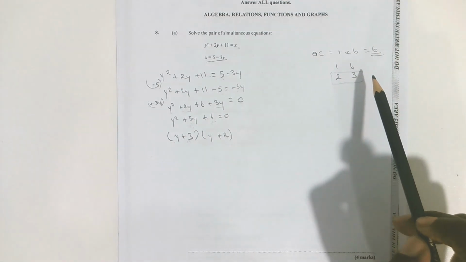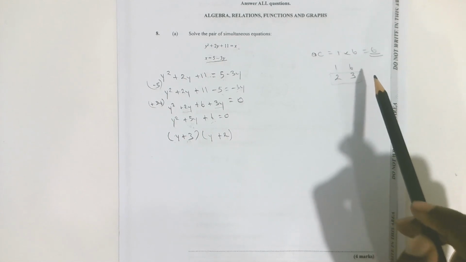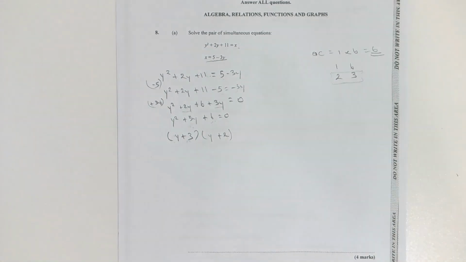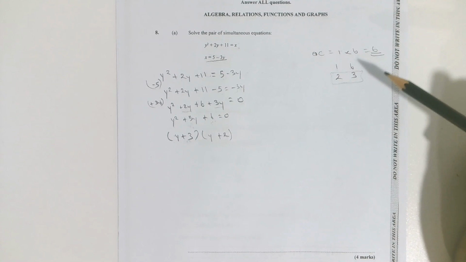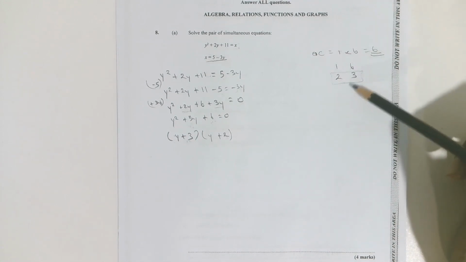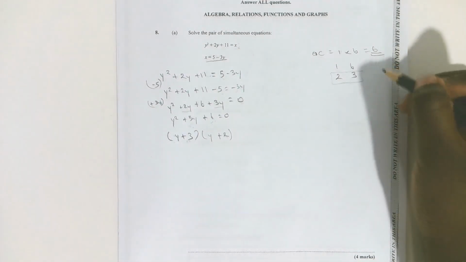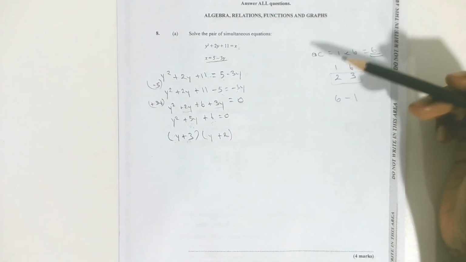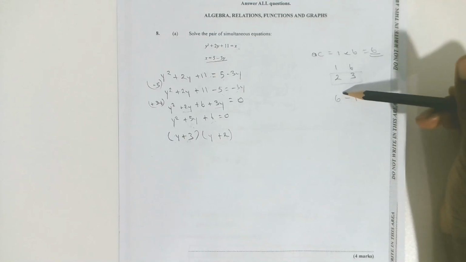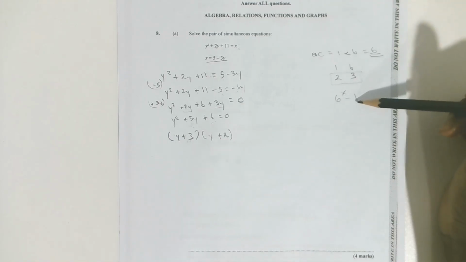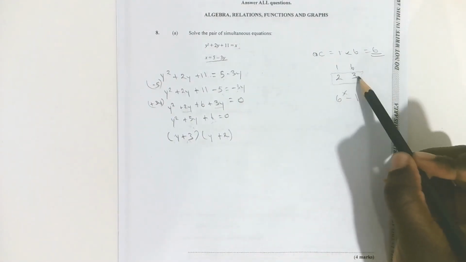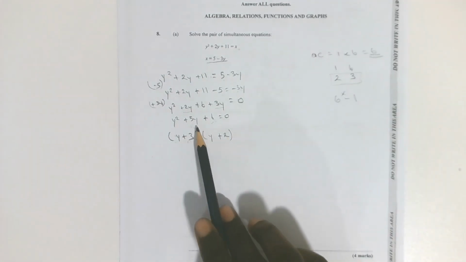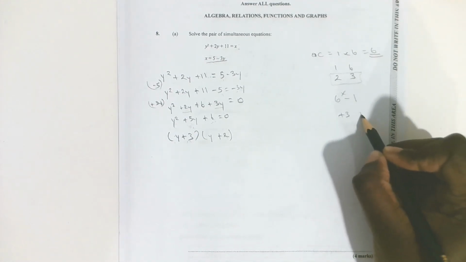And 2 and 3 are the only numbers that can give us that value, because 6 take away 1 would give us a positive 5, but a positive 6 multiplied by a negative 1 is going to give us a negative 6, which is not what we want. We want a positive 6. So 3 plus 2 is going to give us a positive 5, and 3 times a positive 2. So that's a positive 3 and a positive 2.